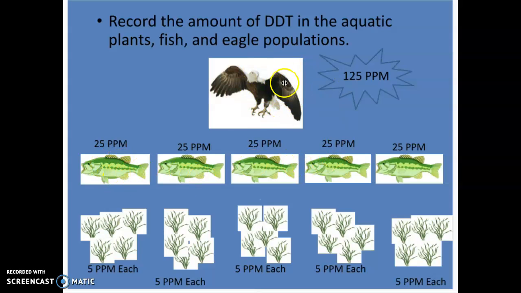Well, as an eagle, you're not going to eat one fish. You're going to eat several fish over time. So every fish that he eats is going to take in 25 parts per million. If he eats 5 of these fish, that means that that eagle now is carrying 125 parts per million of that toxin in the fat tissues. That is where the effect gets to be quite extreme.